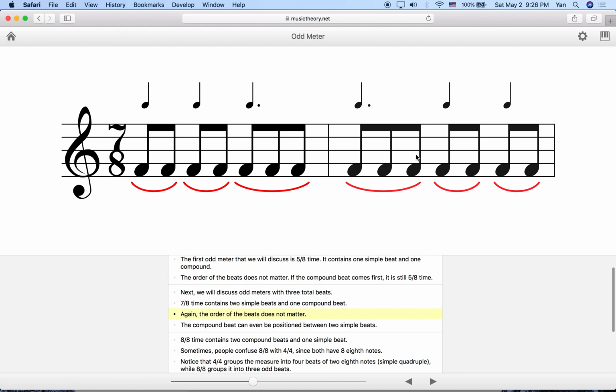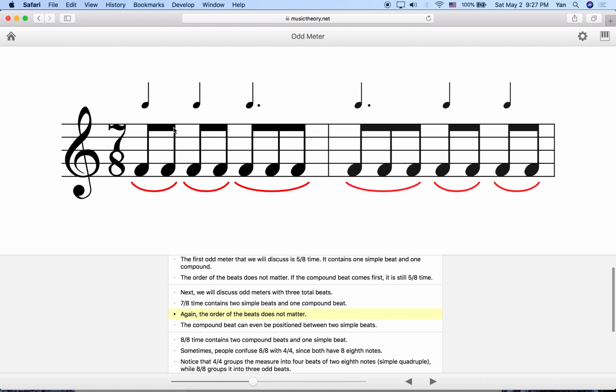Both of these groupings are actually really common in music, and this is really up to the composer, how they like each measure or each beat to feel. But both of these show up a lot.